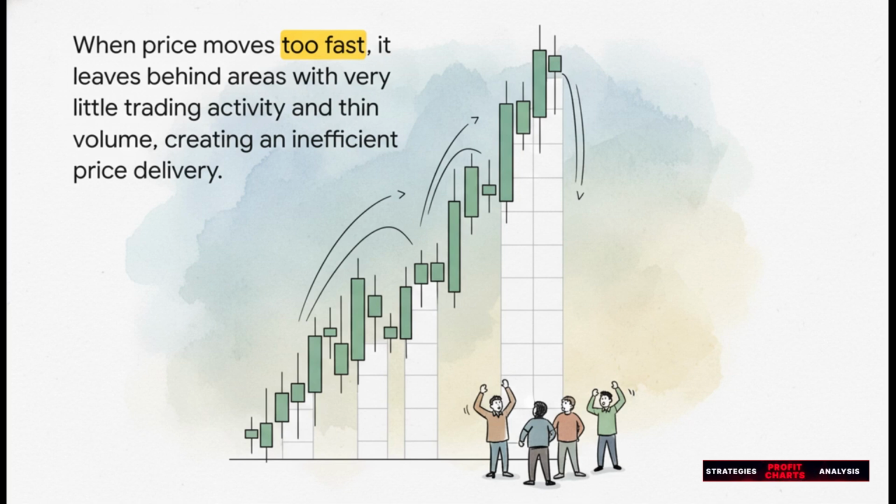Think about it like this. When price just plummets in a series of huge red candles, where are all the buyers? They're not there. And when it rockets up, where are the sellers? They're gone. It's happening because the move was just too fast for most people to even react. And that creates these zones with super thin volume, or what we call inefficient price delivery.